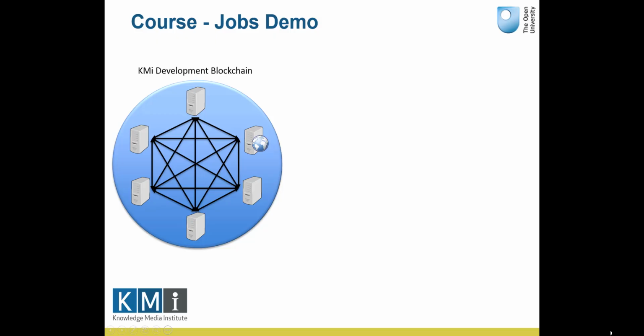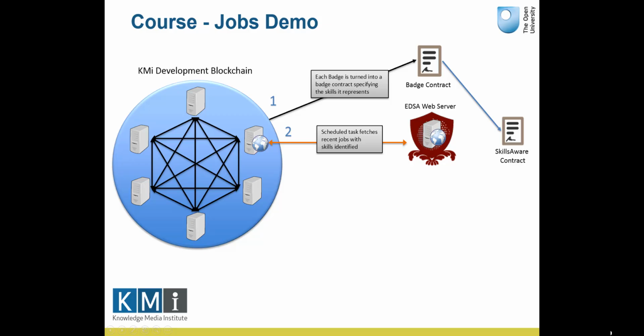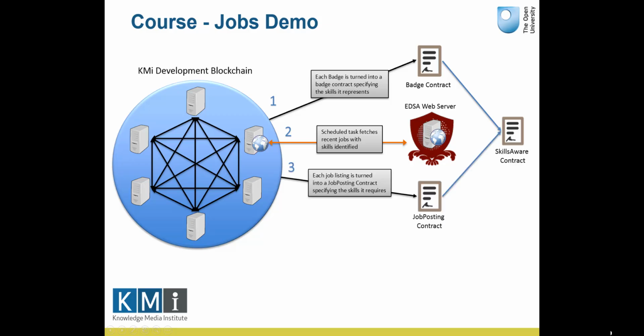What we did in the background is extend the badge contract we had so that you could add skills to it, and then we went to the EDSA website and got the last 2 weeks of job listings. We then created a contract to store the job postings. Each job posting was given its own contract, and all the data about the post, including the skills it required, were added to that contract.